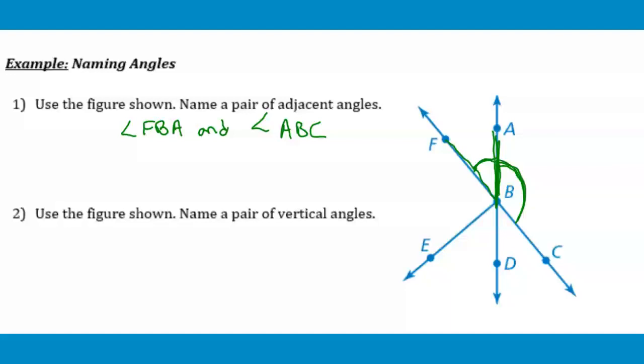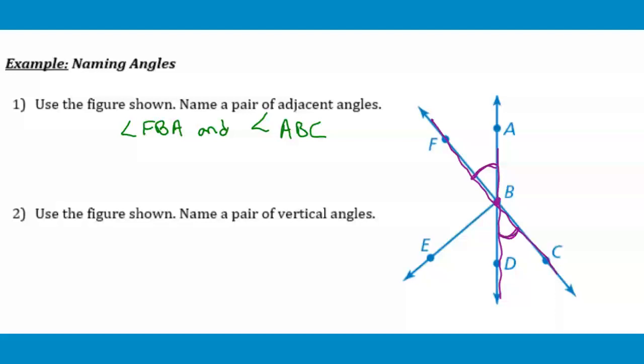Part 2, though, it says name a pair of vertical angles. So vertical angles are across from each other. So you have to find a pair of intersecting lines. So here's a line, here's a line that intersect with each other. This line, BE, does not intersect with the other ones and form 4 pairs of angles. So I'm going to look at my angles again. Here's an angle here, and across the vertex, right here, the opposite angle is right there.